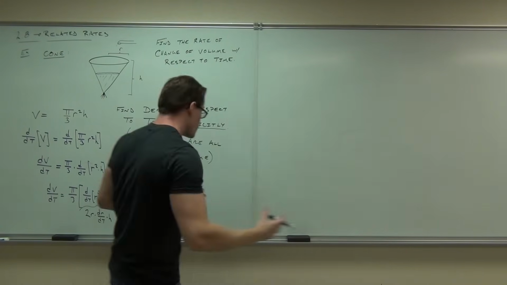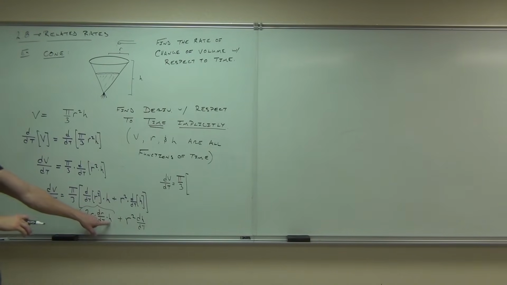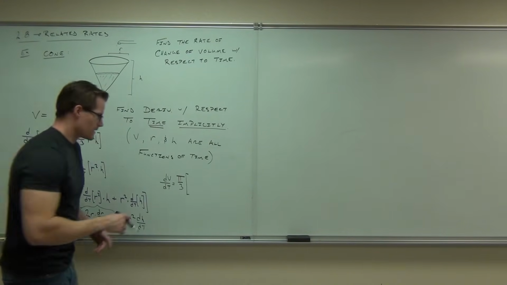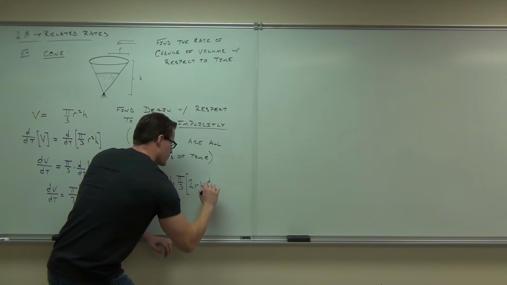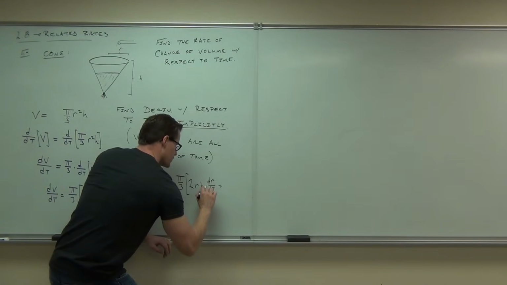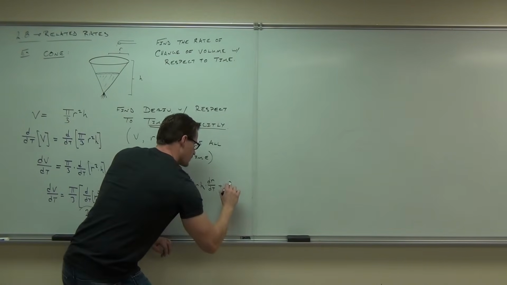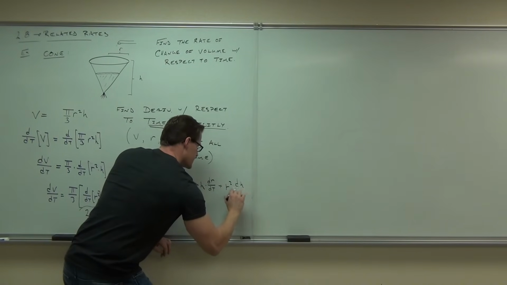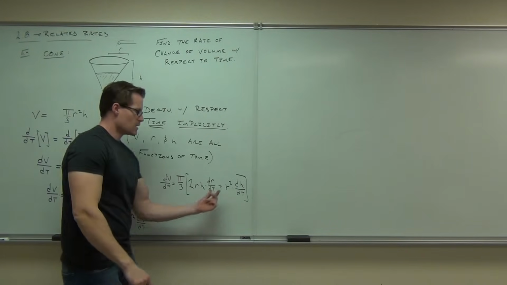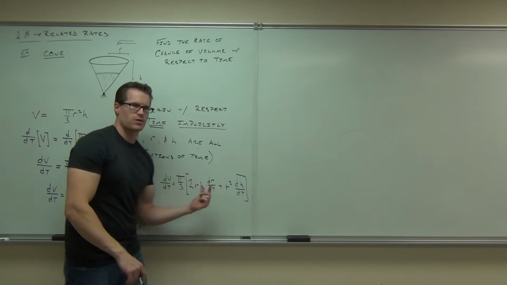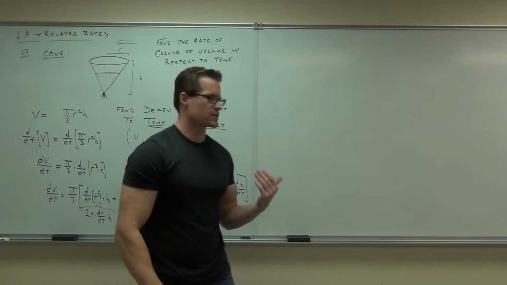So if we pretty this up just a little bit, I'll probably put the h in front of the dr dt just because that's how we like to write it. So 2rh dr dt plus r squared dh dt. Now, if you didn't pull out the pi over 3, you have a pi over 3 here and a 2 pi over 3 there. Is it any different? No, it's the same thing.